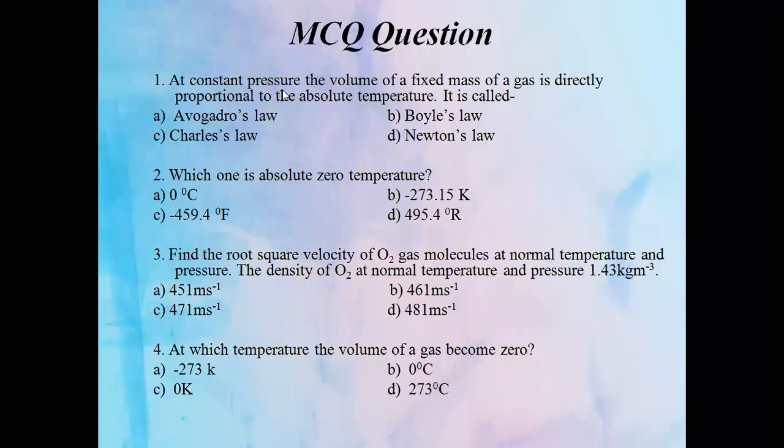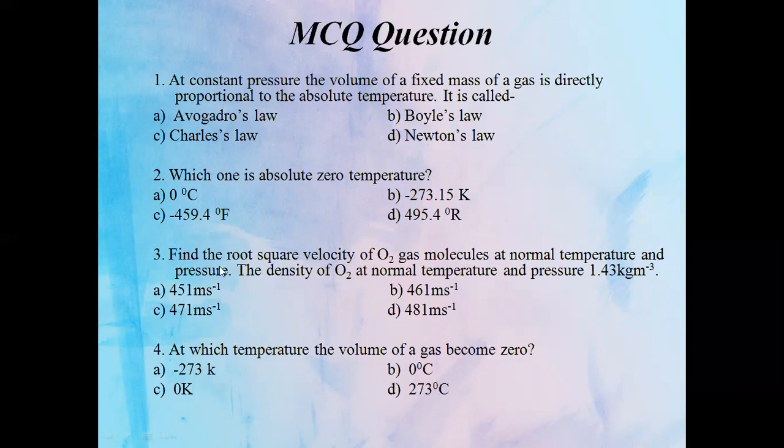Some MCQ questions. Number one, at constant pressure, the volume of a fixed mass of gas is directly proportional to the absolute temperature, and that is called what? There are four options. You must choose the right option. Number two, which one is absolute zero temperature? Again, there are four options, and you must find out the right answer.